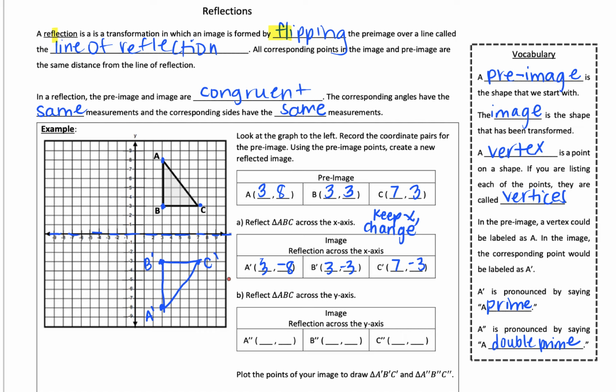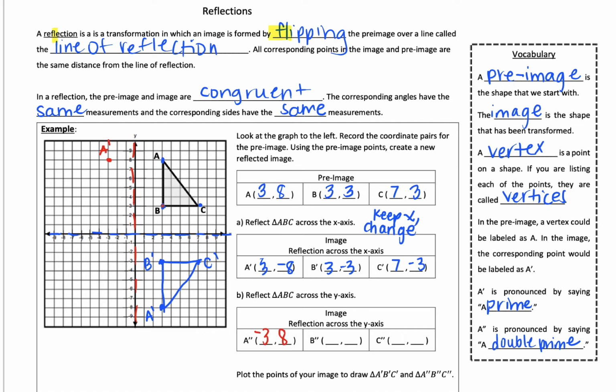So now in the second example, it says reflect triangle ABC across the y-axis. So it's telling us to start back at that shape that we started with. And this time we're reflecting across the y-axis, which is our vertical axis. So across this now red line. So it's the same process. We're going to start at point A. It's 3 units away from our line of reflection. So to stay lined up with it, I'm going to go 3 units in the opposite direction. So that's going to put point A prime at -3, 8.